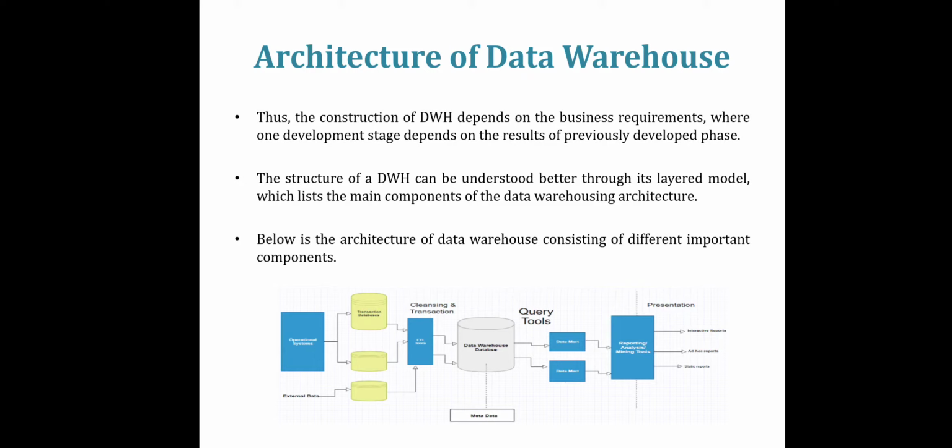The structure of the data warehouse can be understood better through its layer model. So we are going to see the data warehouse in a layered architecture. We are going to define the data warehouse architecture into different layers, so we can have a better understanding of the data warehouse, which lists the main concepts of data warehousing architecture. Below is the architecture of a data warehouse, and we can see the different components over here: we require the operational systems with their databases.